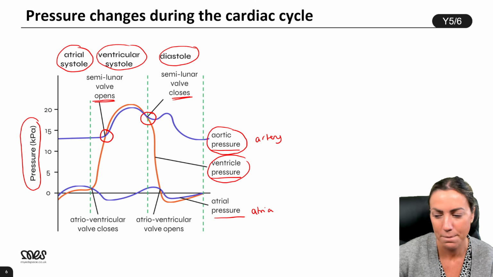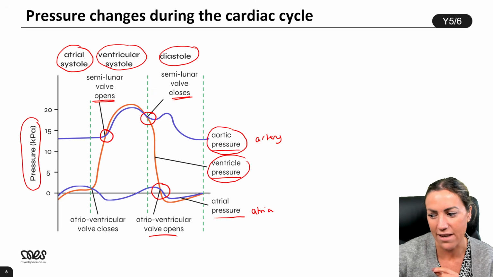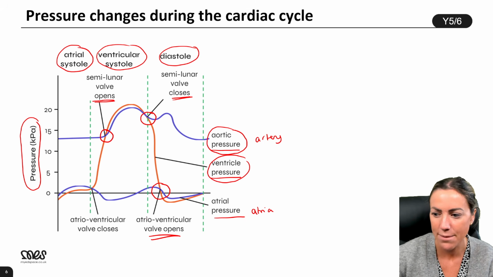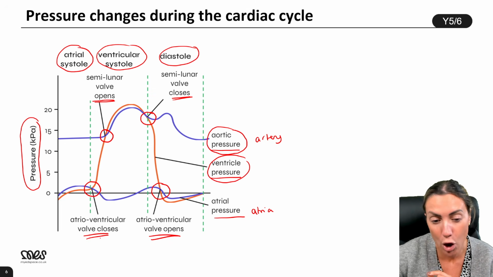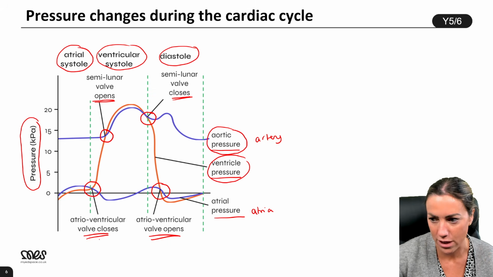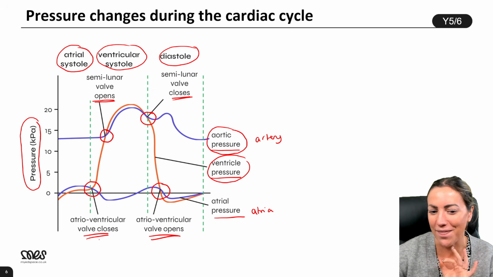Let's move down here. If we look at these lines where they cross over, the pressure in the atria, which is the purple line, is higher than the pressure in the ventricle. That's going to force the AV valve open. So blood is going to be flowing from the atrium into the ventricle once that happens. And then back to here, the pressure in the ventricle has now risen above pressure in the atrium. That's going to force the AV valve to close so that when the ventricle contracts, the blood cannot go back into the atrium. So this is how to interpret this kind of graph.